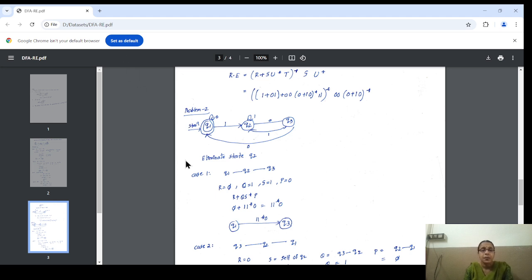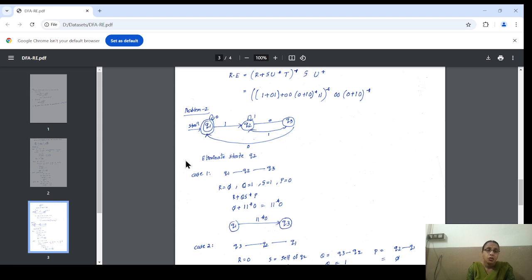Next, we are taking another example, that is another problem, taking three states Q1, Q2, and Q3. For Q1, we have the self-loop 0, and here also we have the two input symbols 0 and 1. Here also we are inventing the intermediate state Q2. We have to observe that in the first diagram the start state and final state are different, but in the second problem the start and final states are the same. So the start state is Q1 and the final state is also Q1. So we are inventing the state Q2.